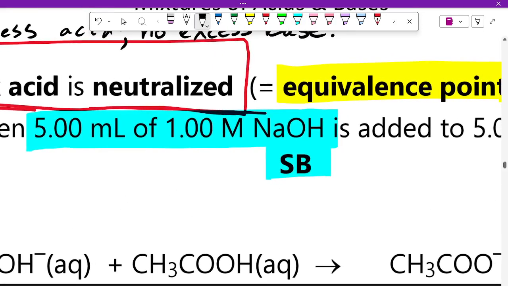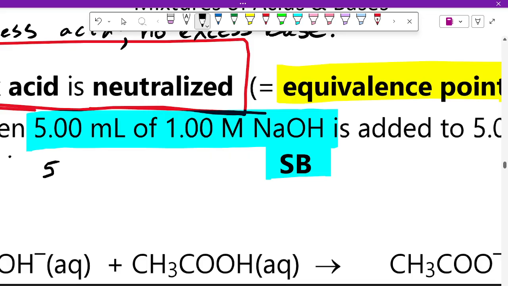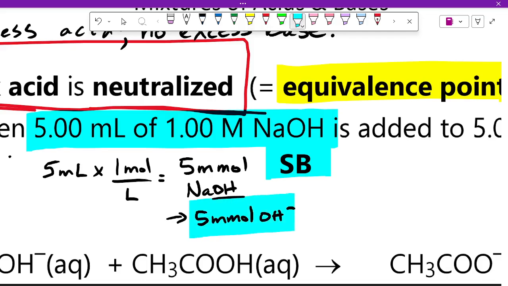And I'm going to play really fast and loose again with our significant figures. And I'm going to say, okay, we've got 5 milliliters of 1 mole per liter. And that's going to give us 5 millimoles of NaOH, which is the same as 5 millimoles of OH minus, because we only have 1 OH in NaOH. So far, so good? Okay. So we got that number there.